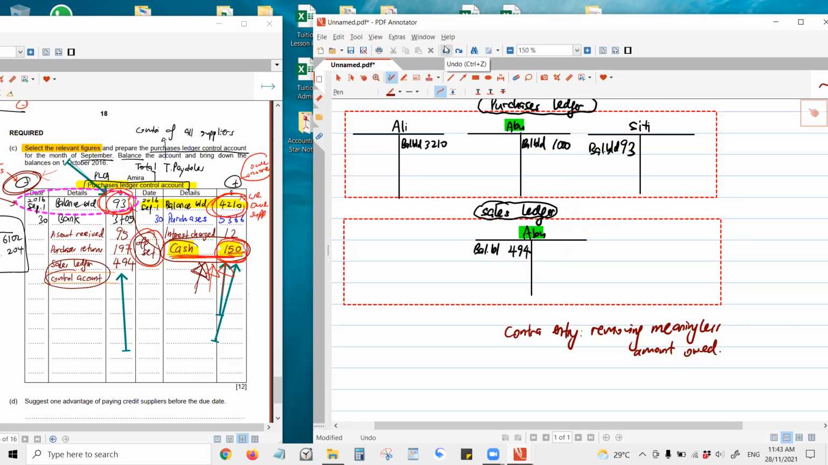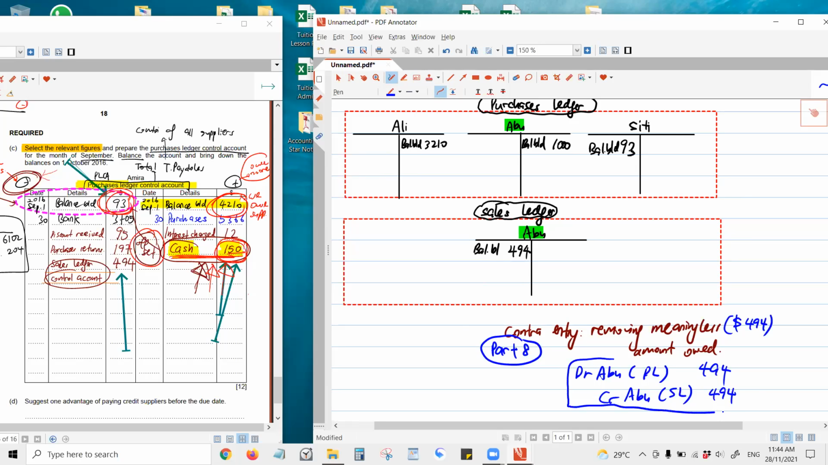So what is the meaningless amount here? The meaningless amount is 494, because Abu doesn't have to pay us, since we only have to pay Abu 506. So how do you do the contra entries? You have to debit the Abu that is in the purchases ledger. You also have to credit the Abu in the sales ledger, 494. This is contra entry. You learn it in chapter 8.